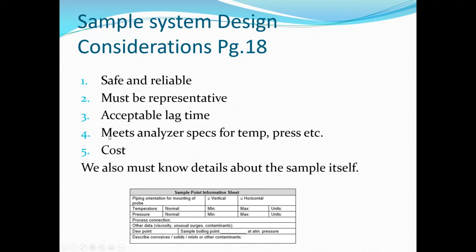Fourth thing we have to consider is meeting the analyzer specs for temperature, pressure, etc. So this is where we have to consider all the components that we put in the conditioning section of the analyzer system. And finally, we have to deal with cost, and depending on who you talk to, this may be higher or lower in the list, but for our purposes, this is the way we're dealing with it here. So this is all the things we have to consider when we're designing a sample system.